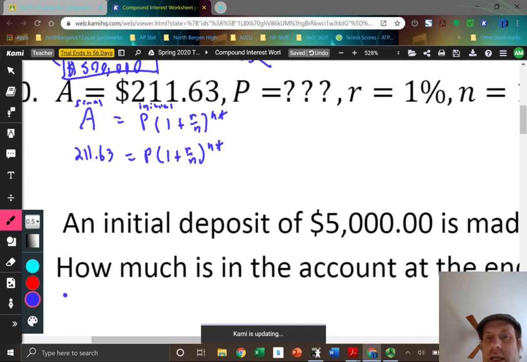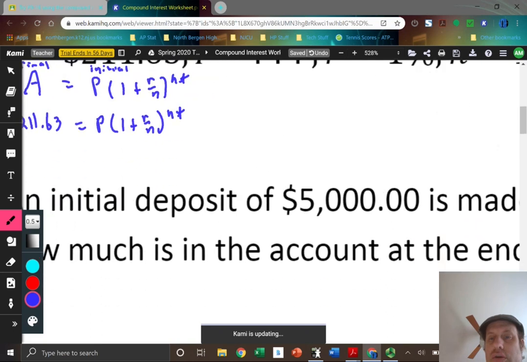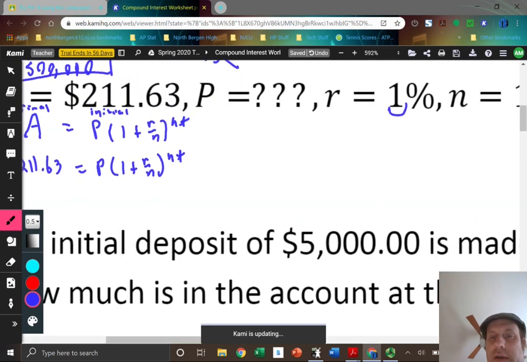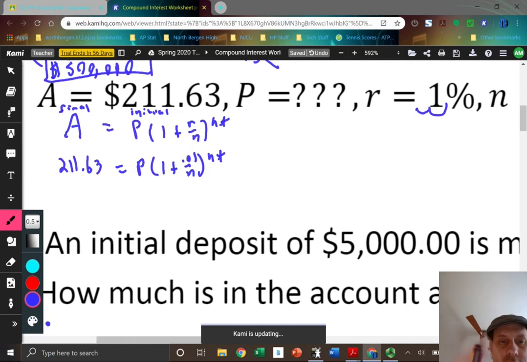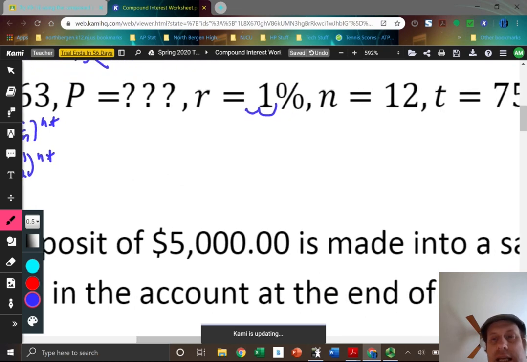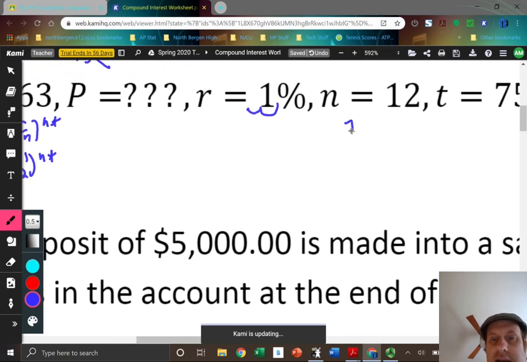Principal we don't know. R is 1%, so that's going to be 2 to the left, 0.01. N in this case is 12 and T is 75. So for N right here, we're going to put 12. And T is 75, so the NT power is going to be 75 times 12. That's going to give me 900, okay?